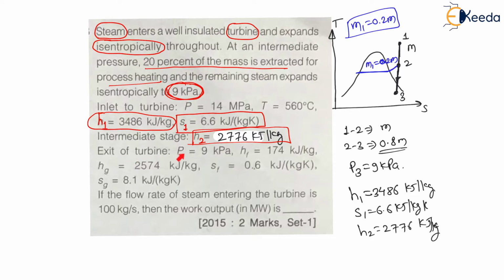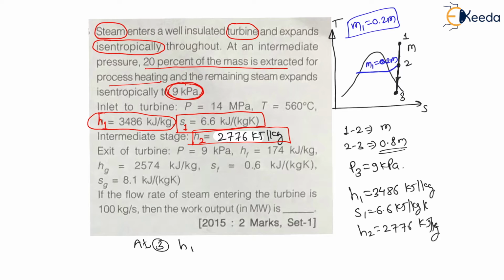Now here exit of turbine means 3 condition where pressure is 9 kilopascal. Here it is given exit of turbine. Hf, Hg values are given. Means it is in liquid vapor state, right? It is liquid vapor dome, right? In this dome. Therefore here also the point 3 I have drawn here in liquid vapor dome. Now Hf is given, Hg is given, right? Means at 3 we can say at 3. Here I am writing at 3, which is nothing but P3.